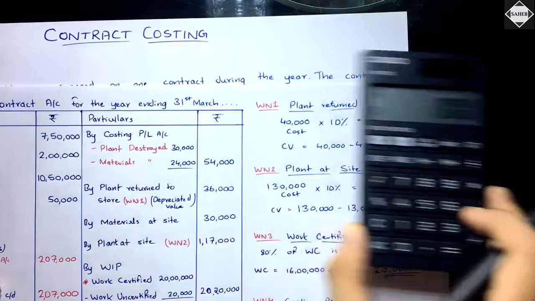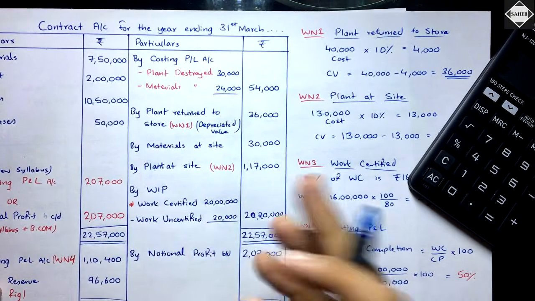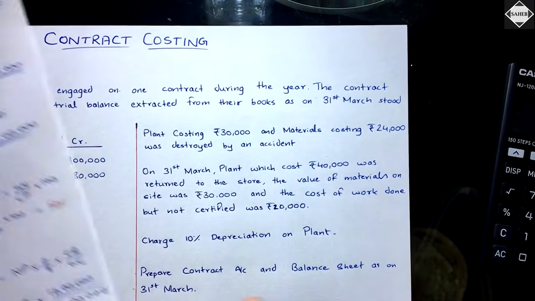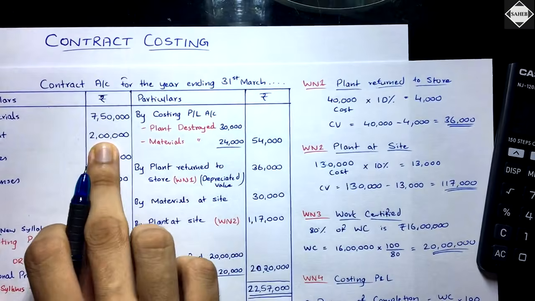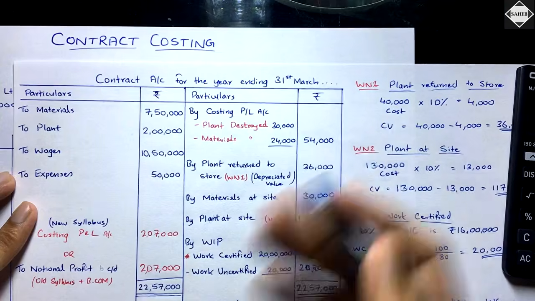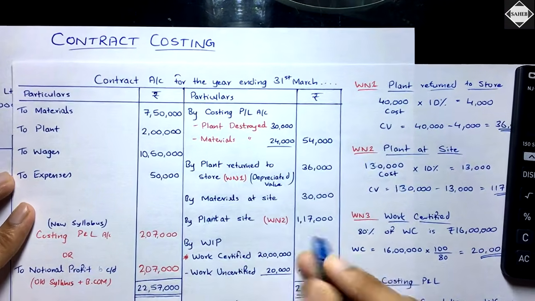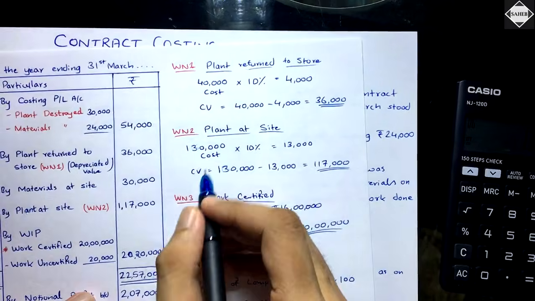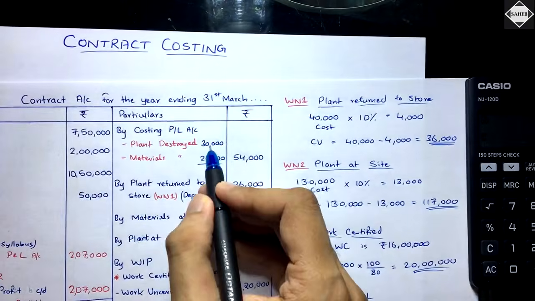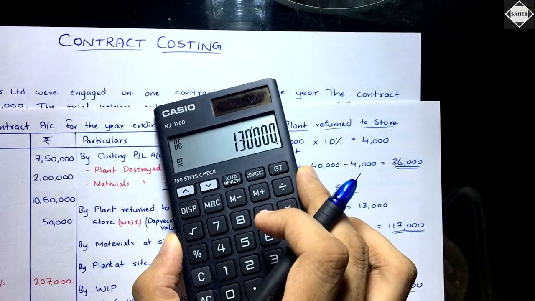Where is that? That's at the site itself. That's the closing stock. It has not been returned to the store. It is at the site itself. It is not said in the question, but you have to see that. It's common sense, isn't it? 2 lakh plant you have brought into the contract, 30,000 destroyed, 40,000 has been returned to the store. So where is the remaining one? The remaining is at the site itself. So the calculation is simple. Do you understand how I got this 1,30,000? 2 lakh minus 30,000 minus 40,000. So 1,30,000 is the cost.